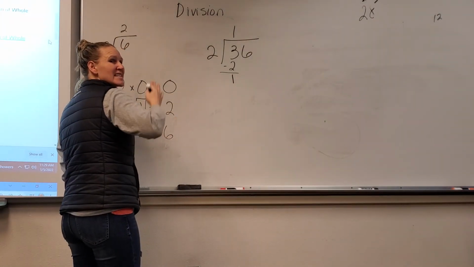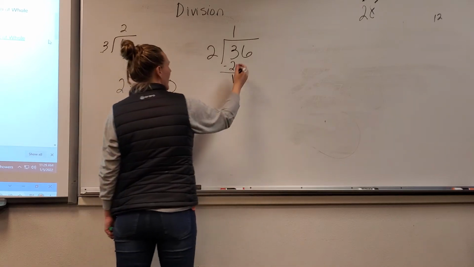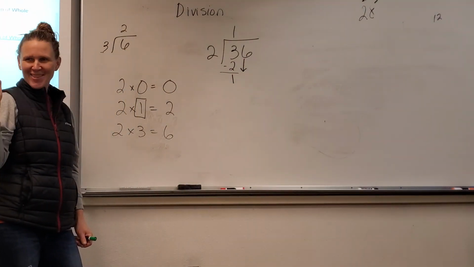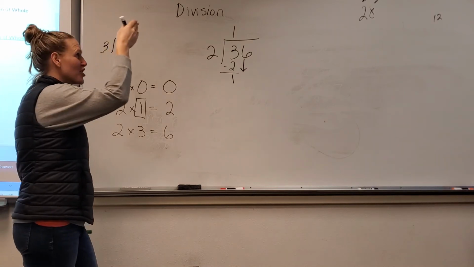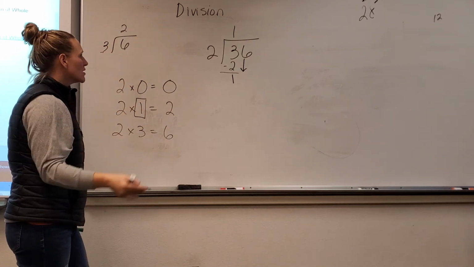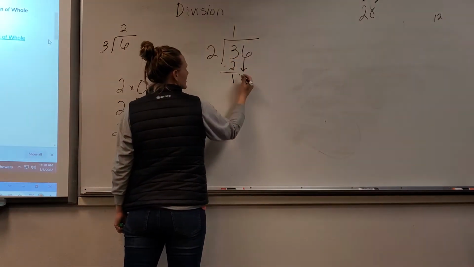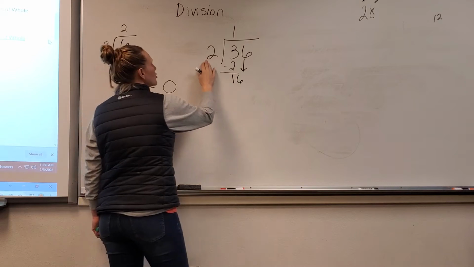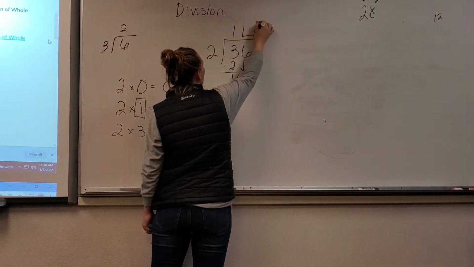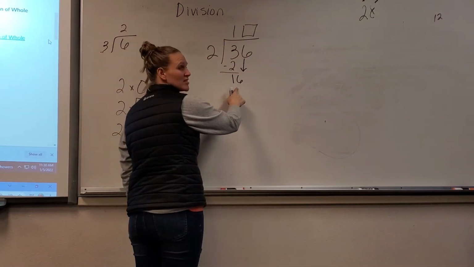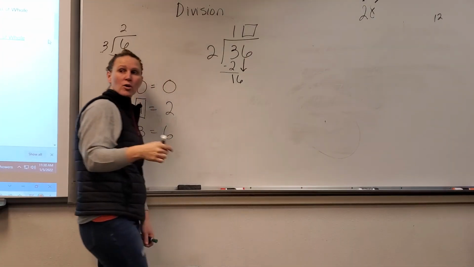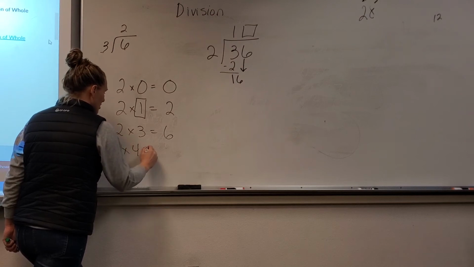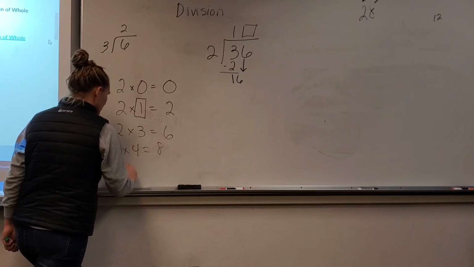Now I bring the next number down, and I always draw little arrows. I like them. They're fun. And I want to know what numbers I've used. So now I bring this next number down. And I'm going to do the exact same thing. 2 times what number gets me close to 16 without going over? 8. And I can do my multiplication. 2 times 4 is 8.